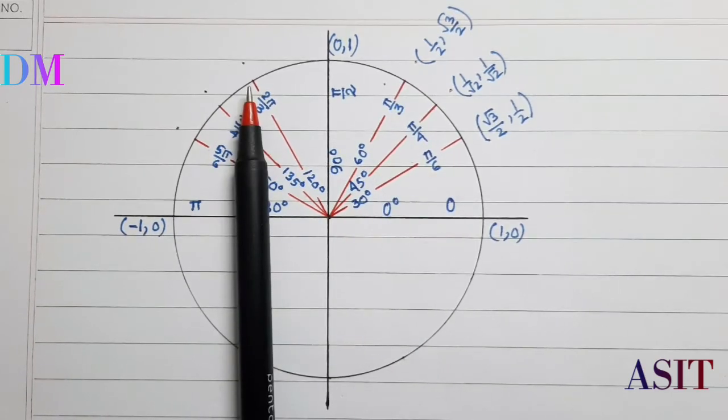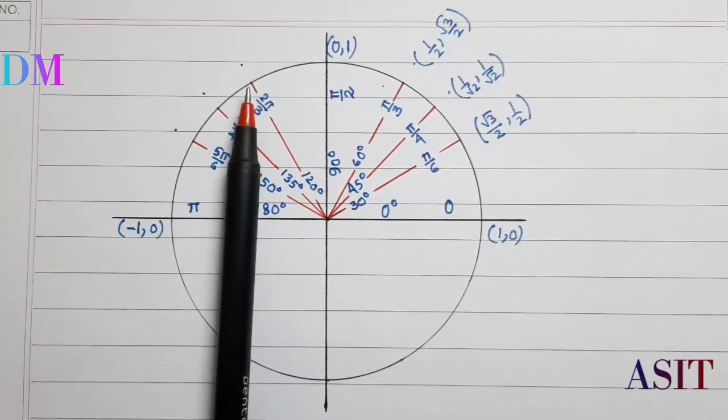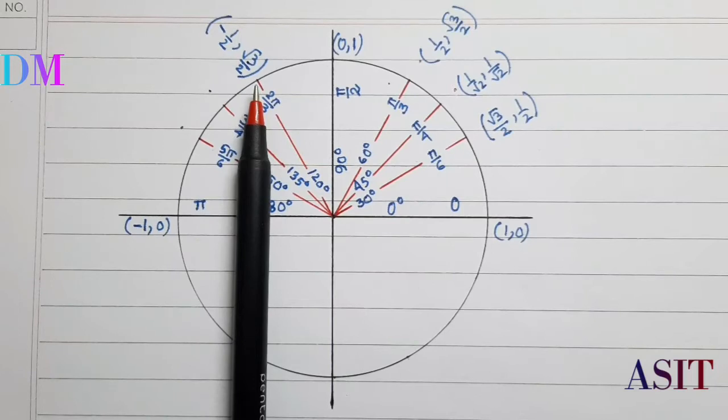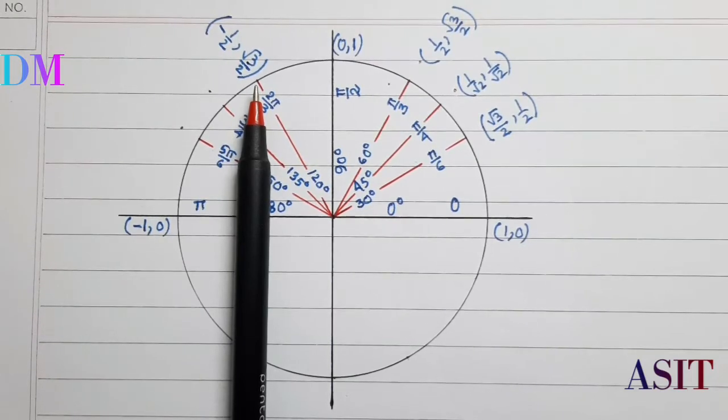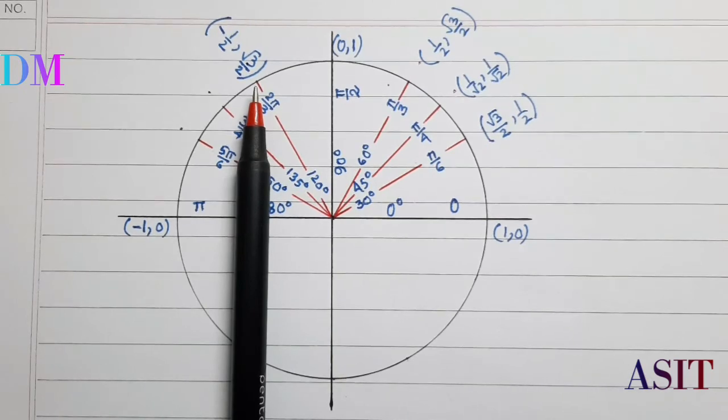Now let us see what will be the value of cos 120 degrees. Now we can say this point is the image of this point. Hence the coordinates of this point will be minus half, root 3 by 2. Therefore cos 120 degrees, that is cos 2π by 3, will be minus half, whereas sine 120 degrees, or sine 2π by 3, will be root 3 by 2.